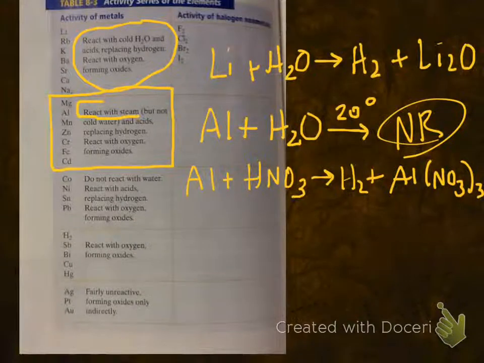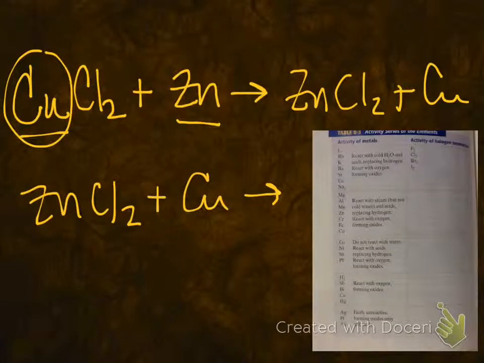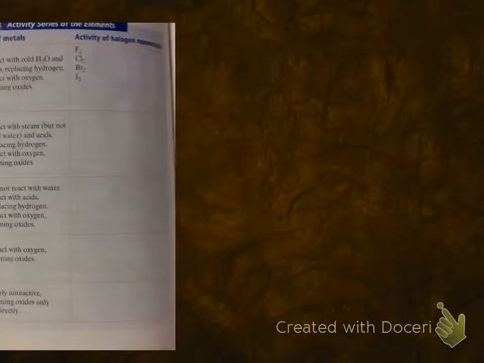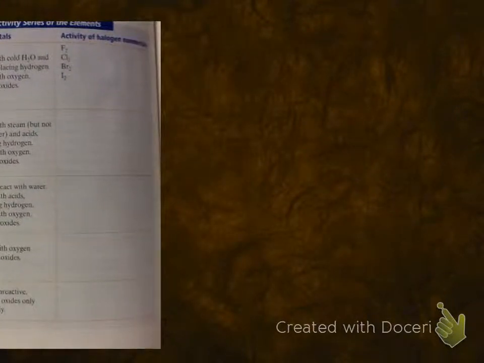All right, let's do a couple halogen examples. So we'll go back here, select, copy. Get another copy of this. Okay. The halogens are much simpler. There are only 4 of them that we do anything with here. So we've got fluorine, chlorine, bromine, and iodine in descending order. Fluorine is the most active of these.